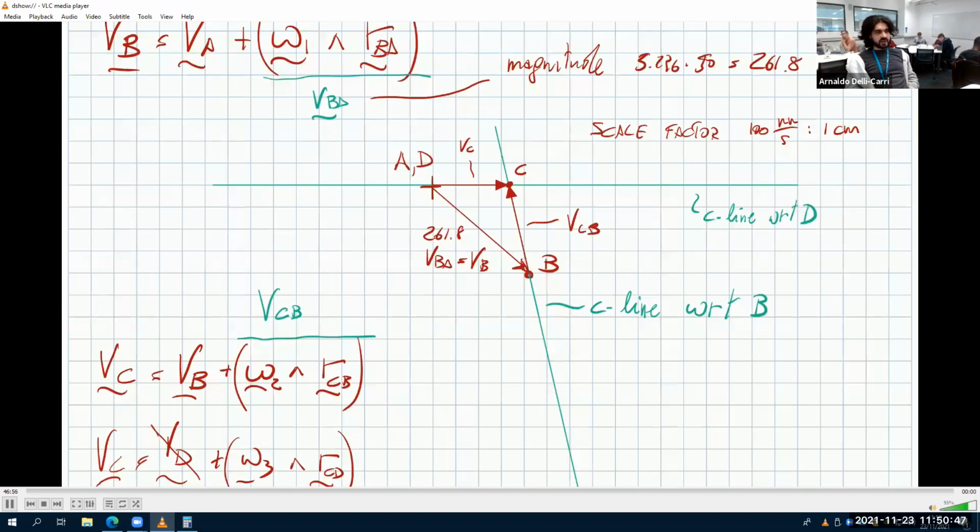How do we do this? Well, how can we find out how much is this? Well, you need to actually measure it, because you know that this is 2.61 centimeters, and it corresponds to 261.8 millimeters per second. So now you can find how much is VCB and how much is VC. Okay, so these ones will be, and we got numbers for these.